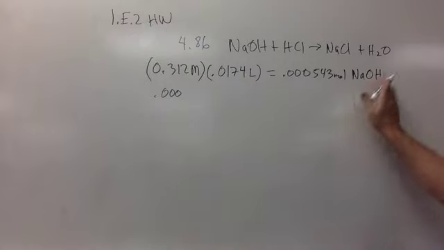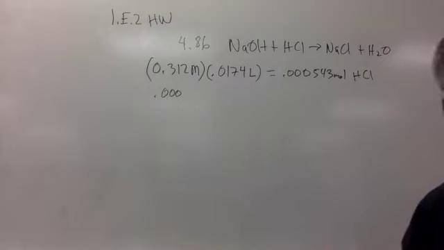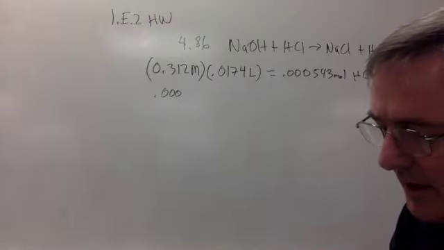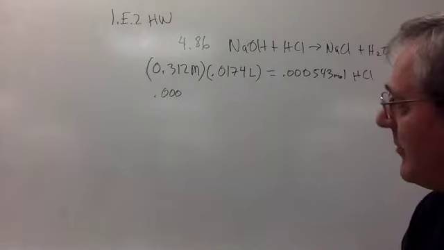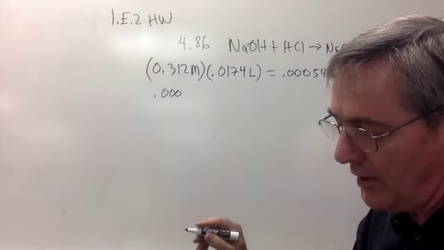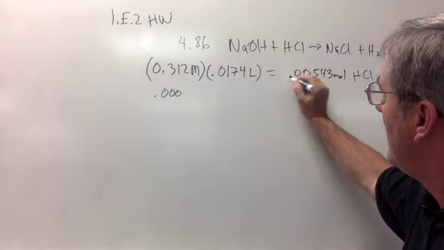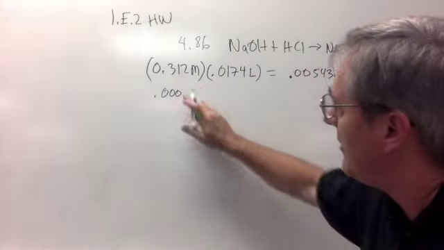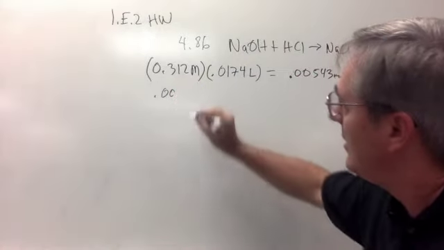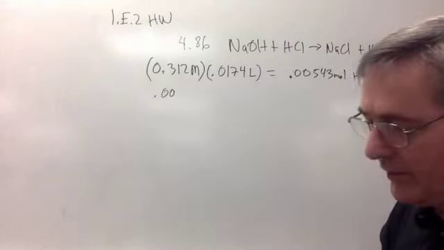Okay, that's my bad. That's not NaOH, that's HCl. HCl is our titrant. NaOH is our analyte. I'm sorry on that one. 0.00543, not 3 zeros. Okay, get those things fixed.